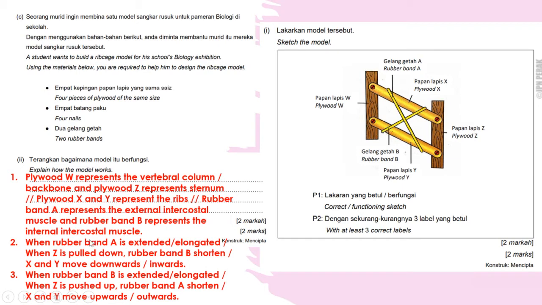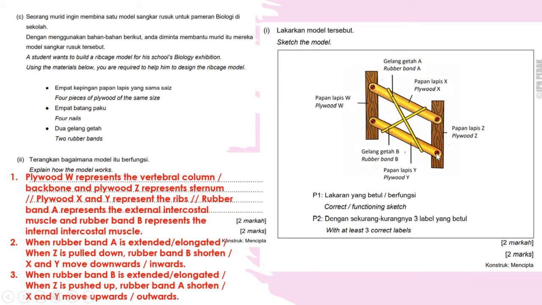Or you can explain about plywood Z. When plywood Z is pulled down, what happened to X and Y? X and Y here represent the ribs. X and Y move downwards and inwards. So when Z is pulled down, the sternum is pulled down, so the ribs will move downwards.